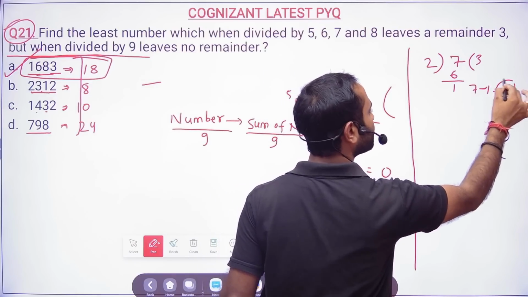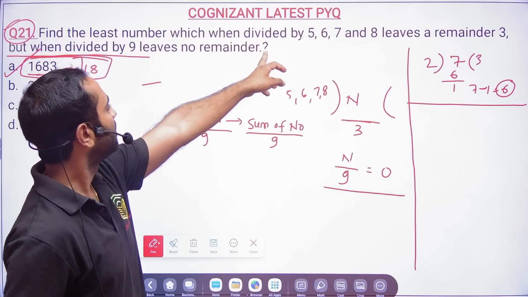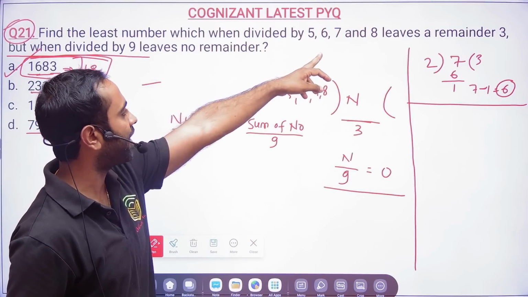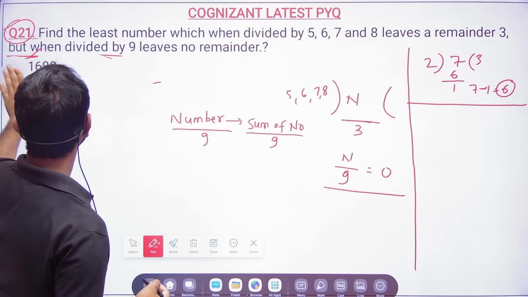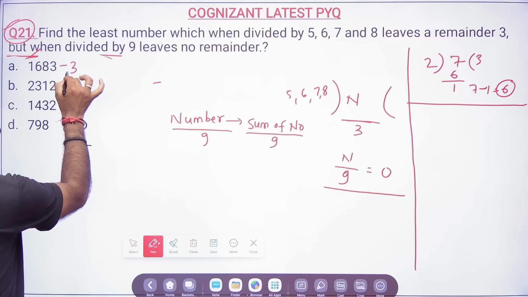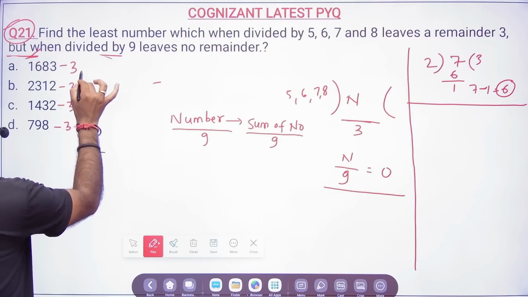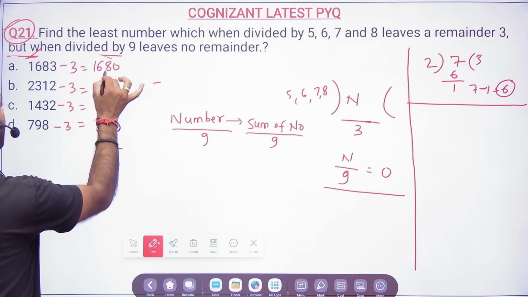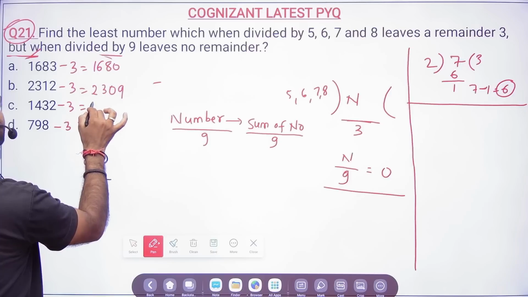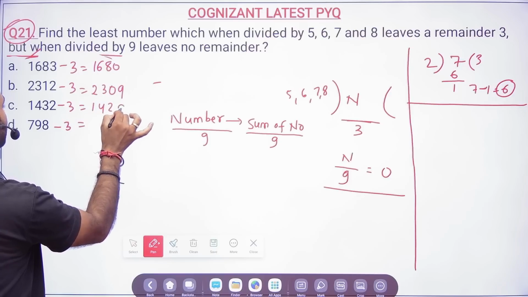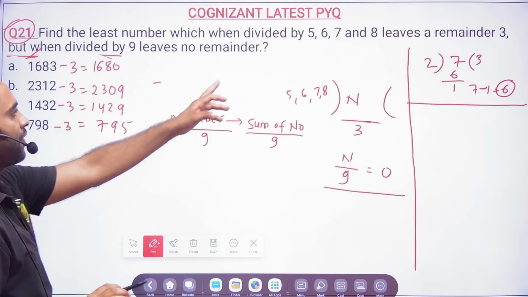So the number which you will get will be completely divisible by 6. They are telling us the number, when divided by 5, 6, 7 and 8, leaves a remainder of 3. Now if I subtract 3 from the options, whatever the answer is will be divisible by 5, 6, 7 and 8.